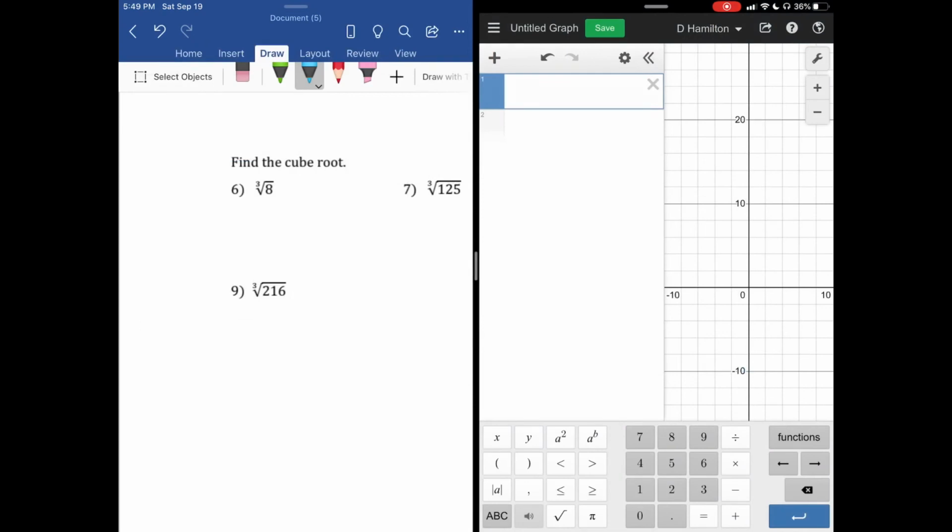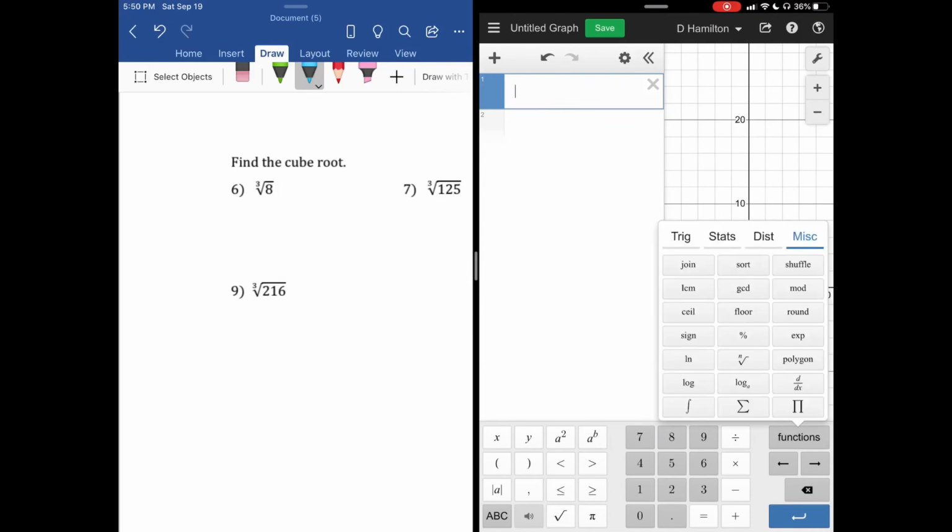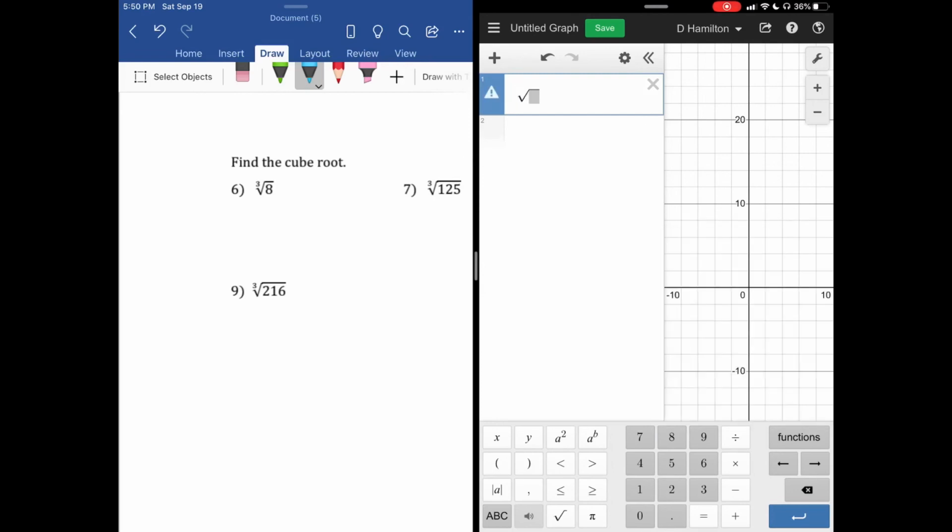You'll notice this looks a lot like what we were doing with the square roots. Let's do number 6. We're looking for the cube root of 8. So again, we're going to go to functions, select miscellaneous, that's already highlighted, and go to the nth root. Now you'll notice it's got my little cursor right above my radical, and I'm going to type in 3 and arrow to the right to get inside that radical. Now this is telling the calculator you're looking for the cube root. Then we hit enter and we're given 2. 2 is the cube root of 8 because 2 times 2 times 2 is 8.